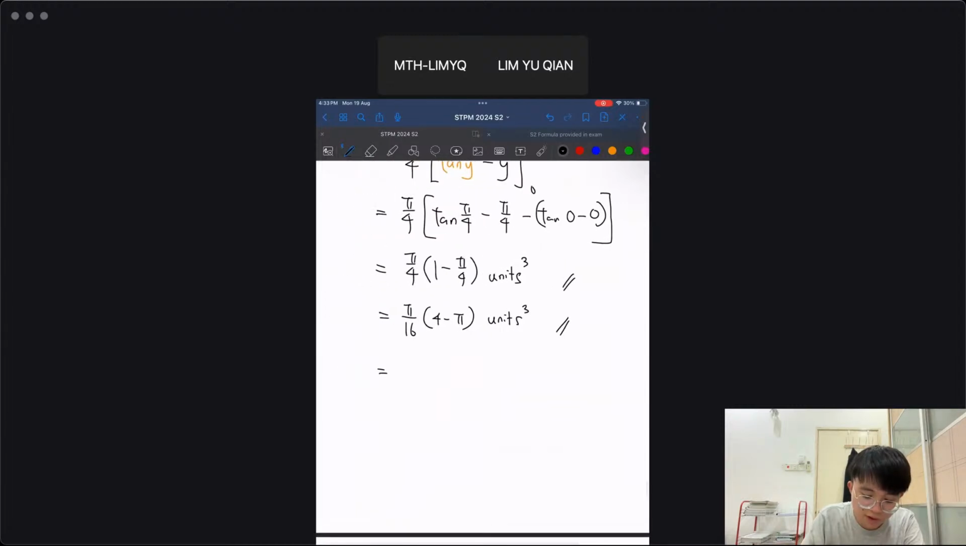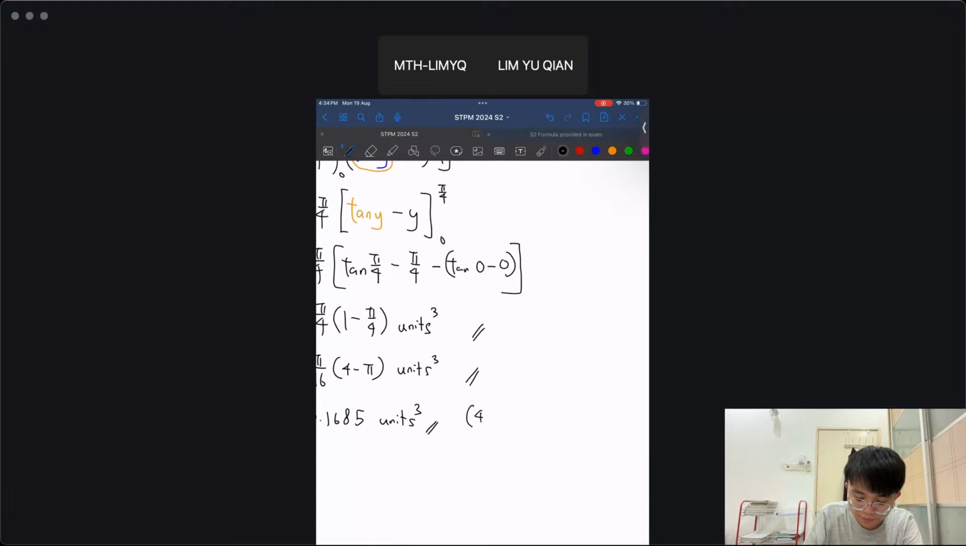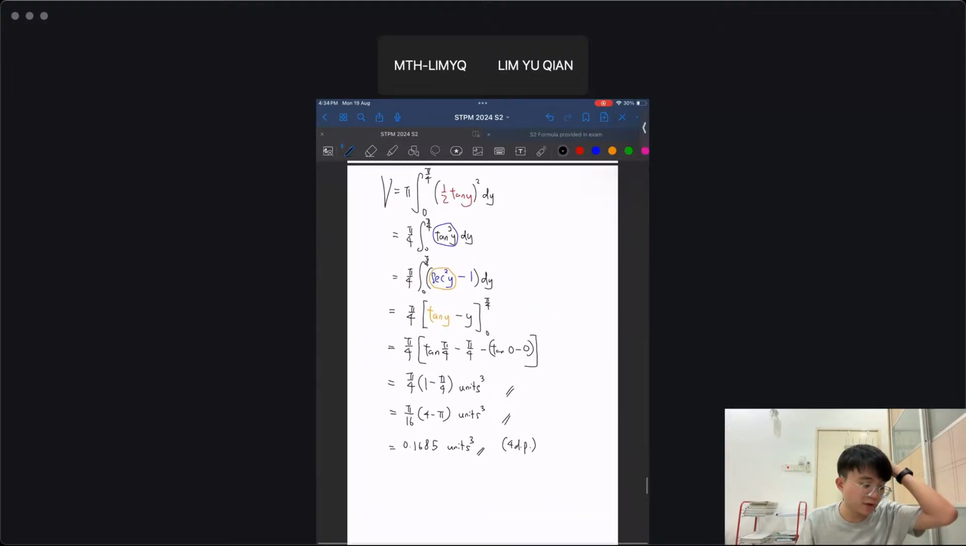Okay, we also give the decimal value. So the decimal value is around pi over 16 times 4 minus pi, which is 0.1685 units cube. This is 4 dp. I say use 4 dp for both. Yeah, 3 dp is also okay.